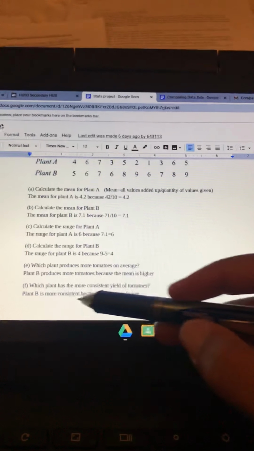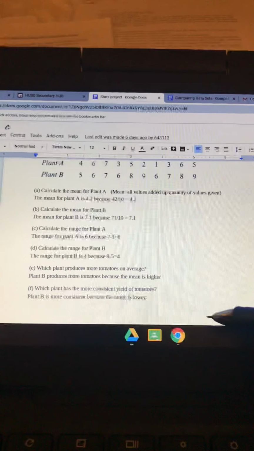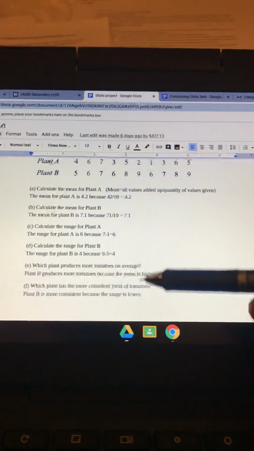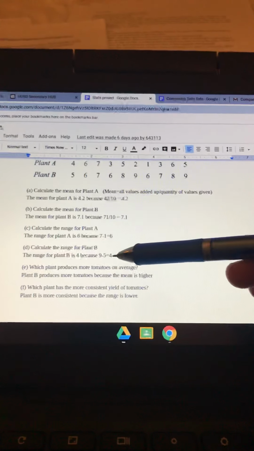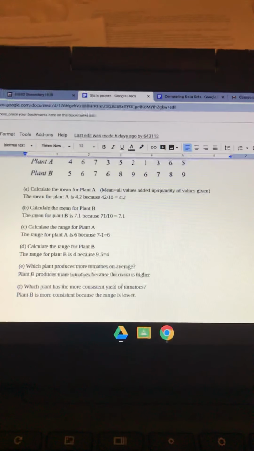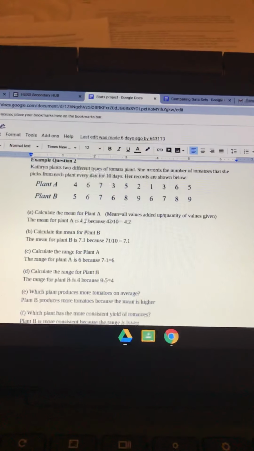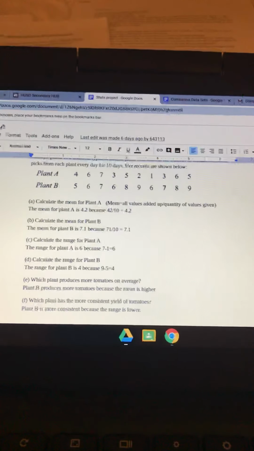Plant B is more consistent because the range is lower, which is less variability, which means more consistency. You go back, the range for plant B is 4 compared to the range of plant A, which is 6. And that is also how you compare data distributions using mode, mean, and variability.